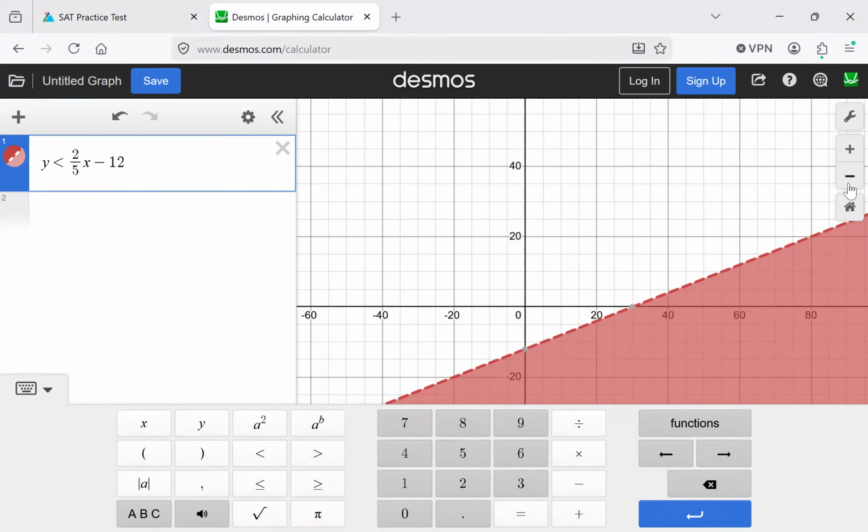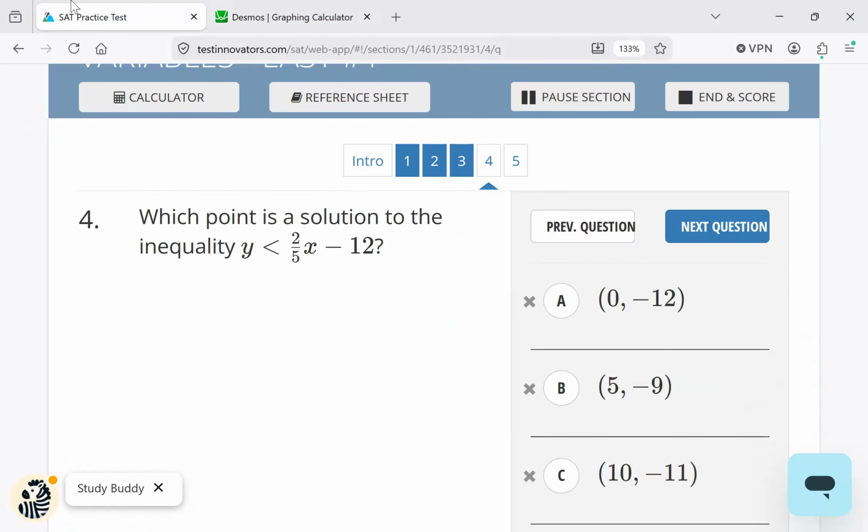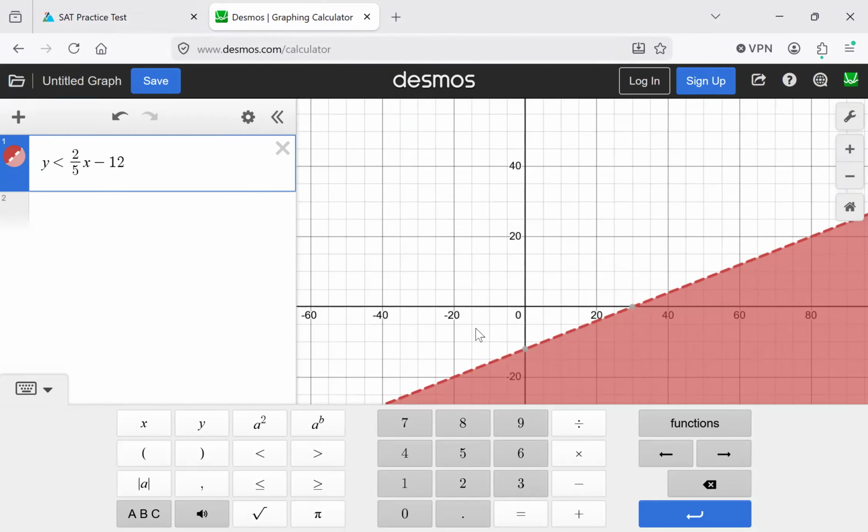Okay, so here's our graph, and let's look at each of our points. Is 0, 12 in our boundaries? Yeah, it is. But here's the thing. We can't include it. It's not in our boundary. Why? Because it doesn't have an equal sign, so it's not included.